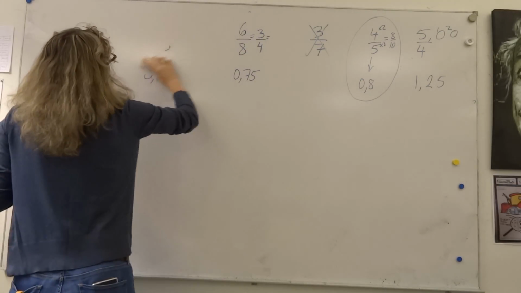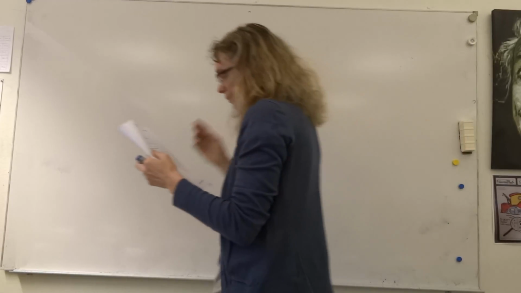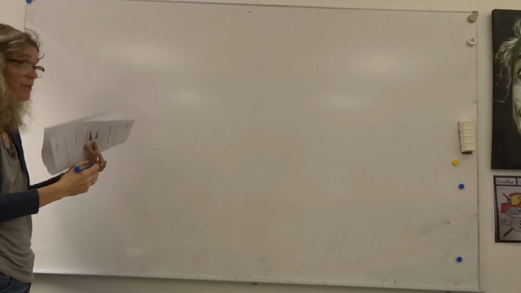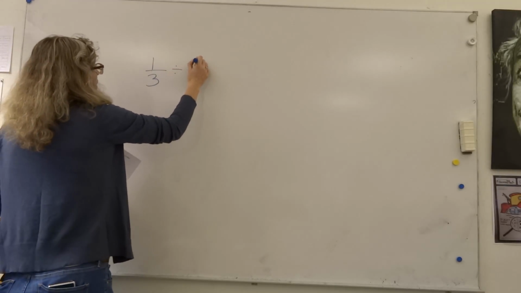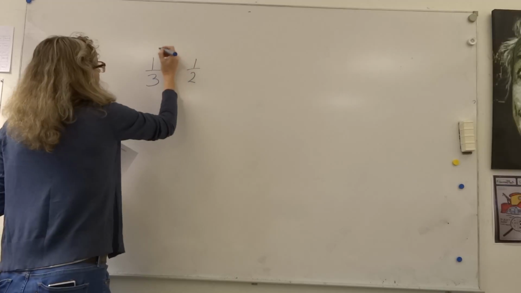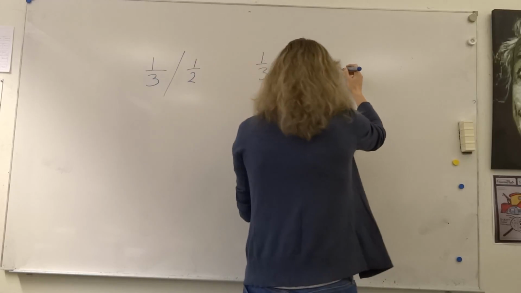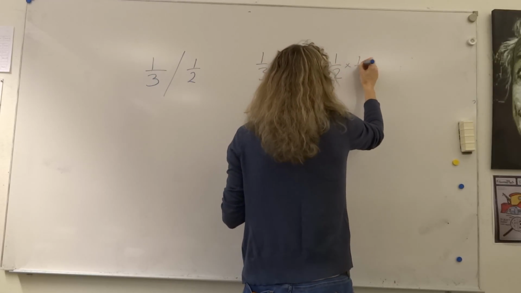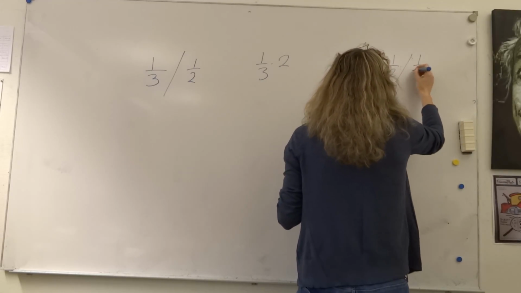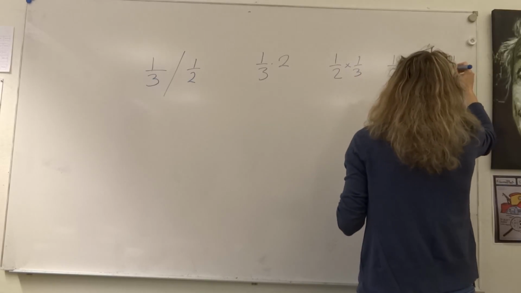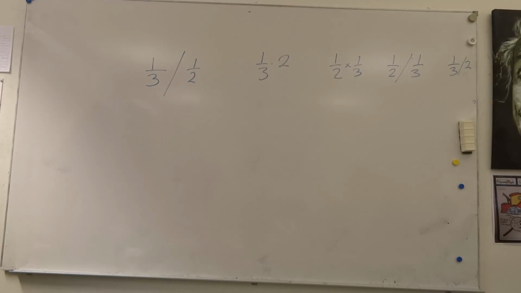Then it says which of these multiplication and divisions with fractions will give the biggest answer. 1/3 divided by 1/2. Oh, we'll write them up as they've written them up, and then we'll change them. 1/3 times 2. 1/2 times 1/3. 1/2 divided by 1/3. And 1/3 divided by 2. And here we have to think a little bit of what we're trying to do.